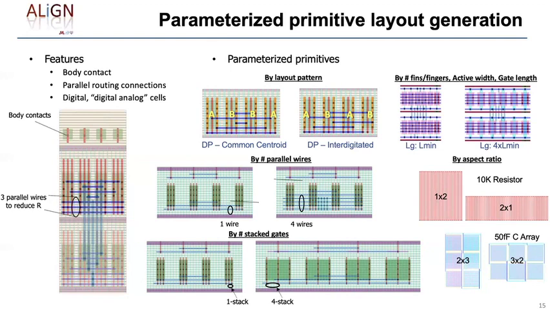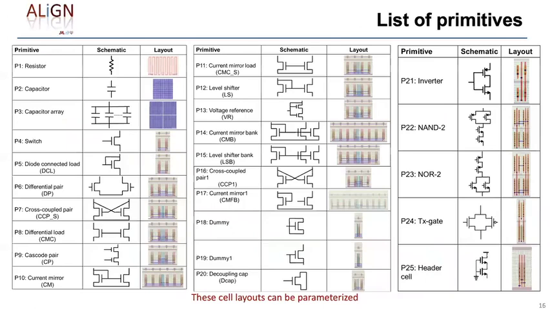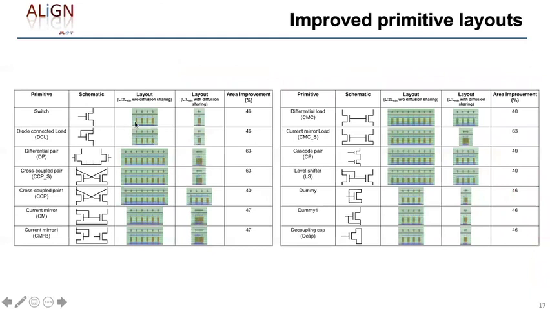We have a library of basic primitives that can be parameterized, and that library is listed over here. There are about 25 elements in there at the current moment, which cover a wide range of possibilities. For each of these, the layout is shown here, and the layout can be parameterized. We have recently even further improved the layout by using better diffusion sharing techniques. So this was the old layout. This is the much more compact new layout, which gives you a significant area and performance improvement.